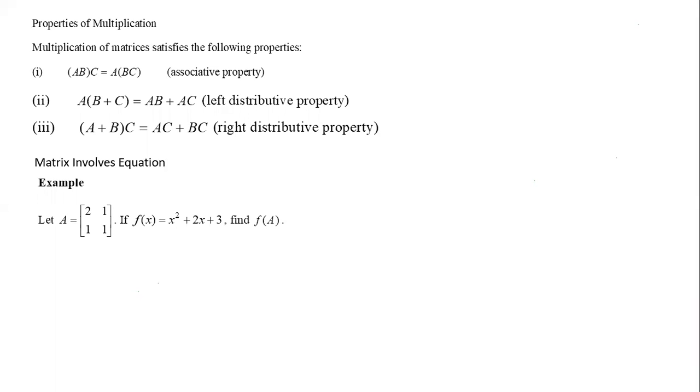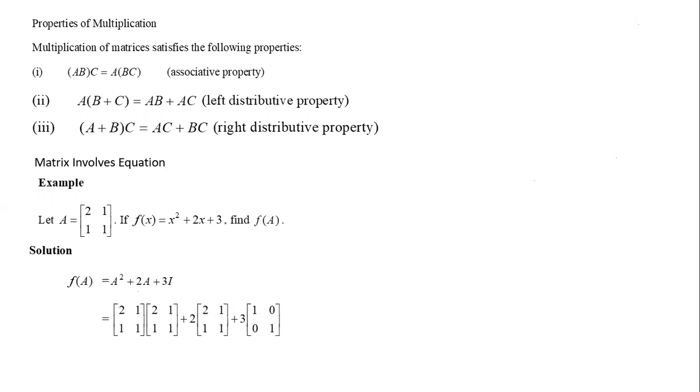Why the last number plus 3? Since 3 is just a constant, and I want to make that 3 to be in form of a matrix, I will multiply the 3 with an identity matrix. It's 1, 0, 0, 1, since the matrix A is a 2 by 2 matrix. Let's look at the solution.